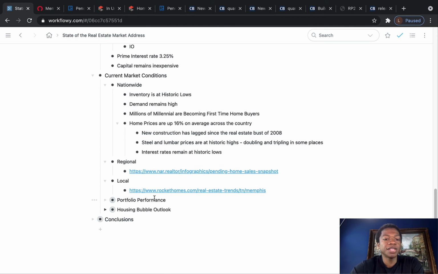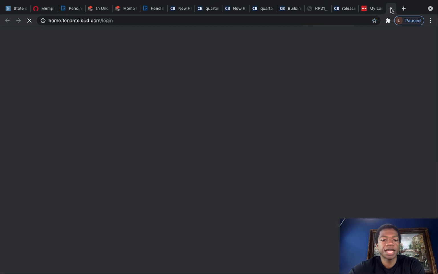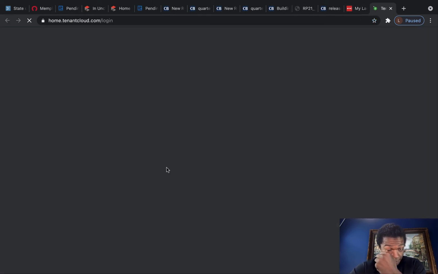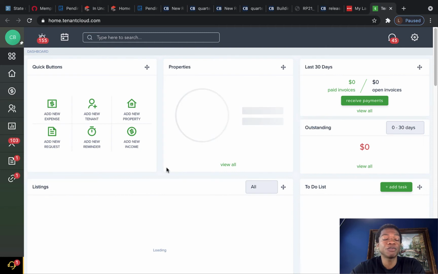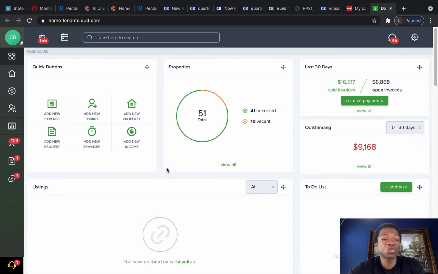And one of the things that I also like to do when trying to figure out the state of the real estate market is actually take a look at my own portfolio. And so we'll take a look at that. So we'll take a look at Tenant Cloud here. Now, 2019 was the first full year that I have data in Tenant Cloud. And so what we'll do is take a look at the first quarter numbers for 2021, see how that compares with the fourth quarter of 2020, and then also see how the first quarter of 2021 compares with the first quarter of 2020.